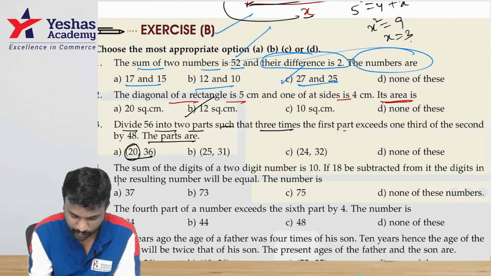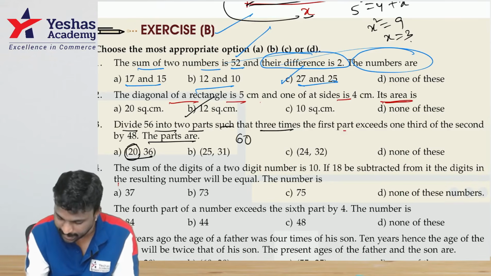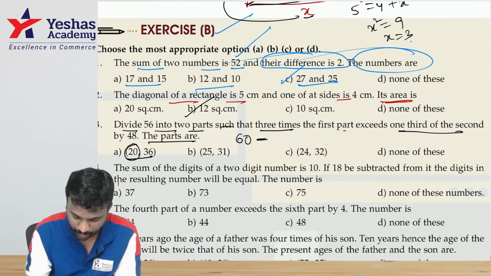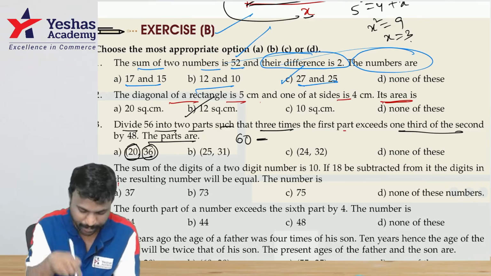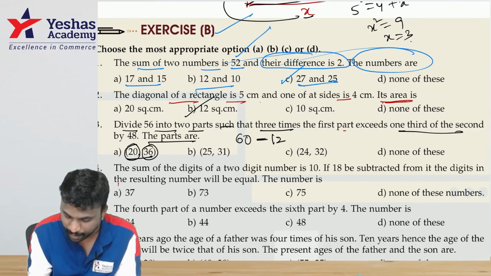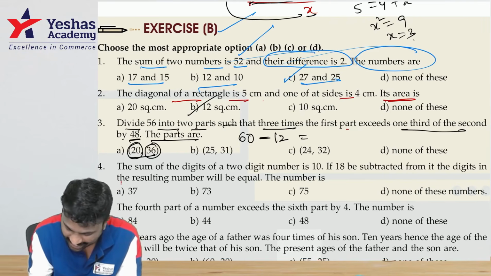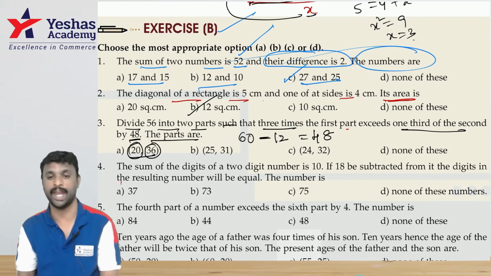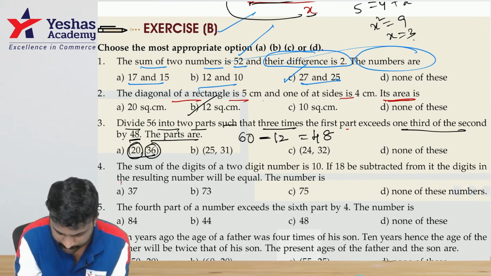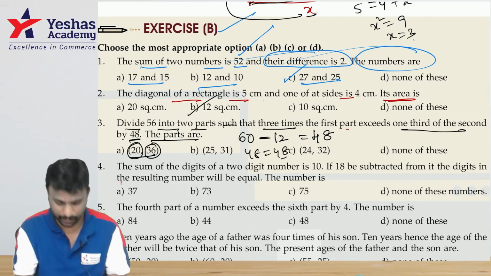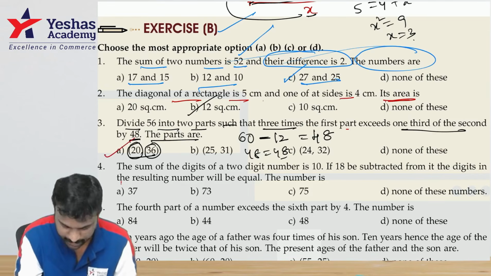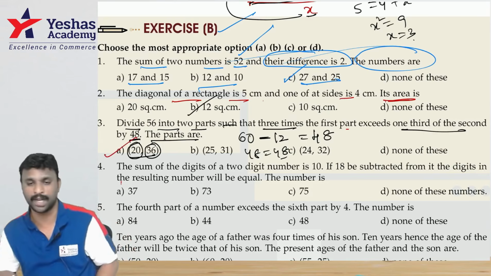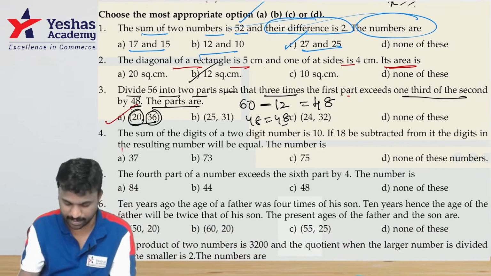What is 3 times of 20? 60. Exceeds, that means minus 1/3 of the second part. 1/3 of 36 is what? 1 by 3 into 36 is 12. By how much? 48. So 60 minus 12 is how much, guys? 48. And the right hand side value is also 48. Therefore, option A itself would satisfy both the conditions. Therefore, option A is the right answer.